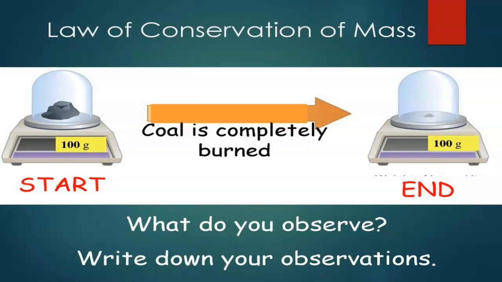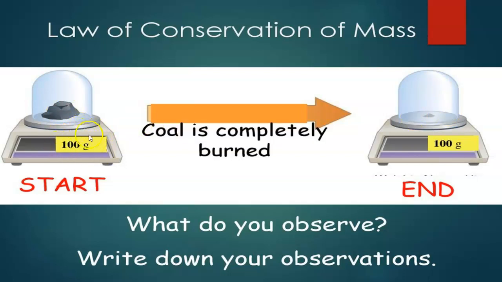Okay, so we need to talk about what the law of conservation of mass is. Take a look at our starting coal here. We will burn up the coal, and then we are left with this much coal here. What do you observe? Pause the video and jot down your observations. It kind of looks like there is less coal on this side over here after we burn it, after we light it up and burn it on fire.